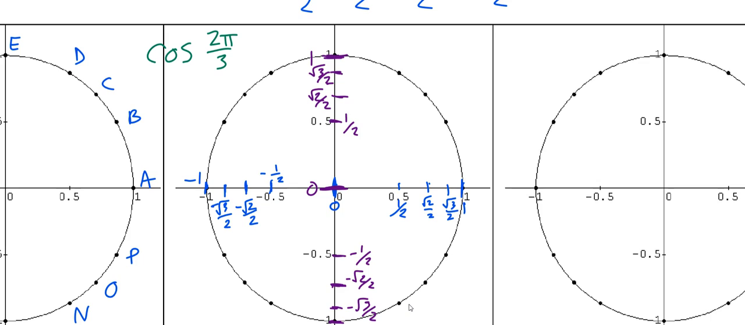Is cosine an x value, a y value, or a slope? First of all, I need to know it's an x. Good job. Do you know where 2 pi over 3 is? 1 pi over 3, 2 pi over 3. Now, if you want to go with the pi over 6s, sure. That would be 4 of them, right? 1, 2, 3, 4. You're still going to land at the same place. Can you tell me what the x value is at that location? It's like negative 1/2.